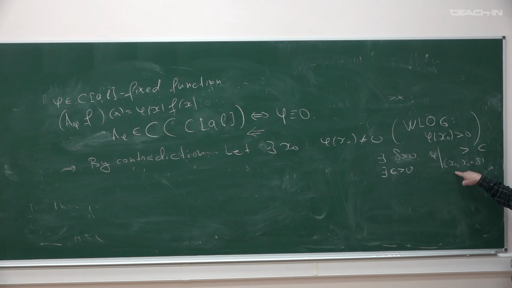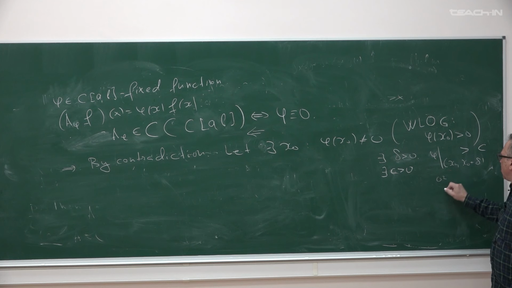If x0 is the point B, then we take the subinterval on the other side, not the right or left neighbor.